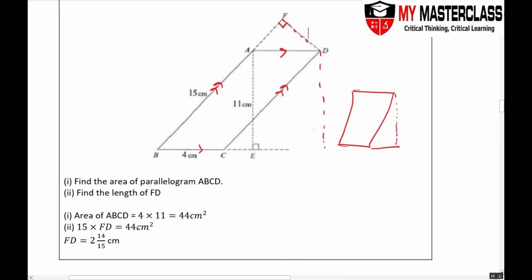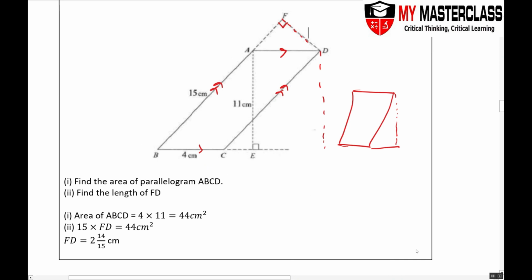Then from there, just divide by 15, you get a value of FD, which is 214 over 15 cm. So essentially you are looking at your area in 2 different forms in this case for your parallelogram.